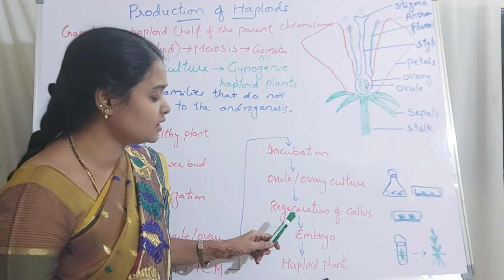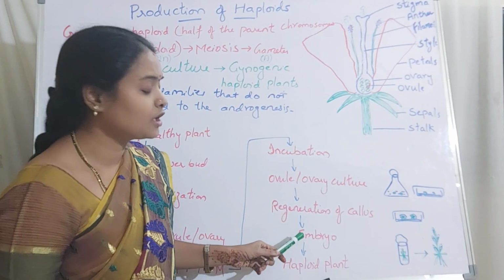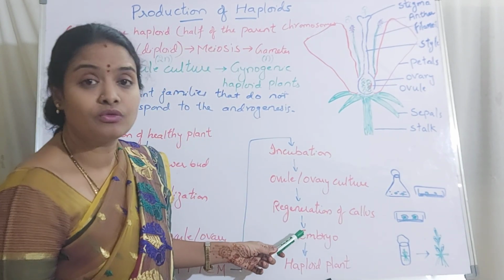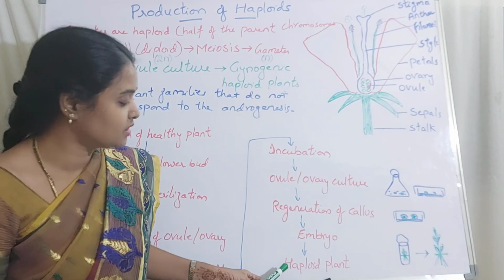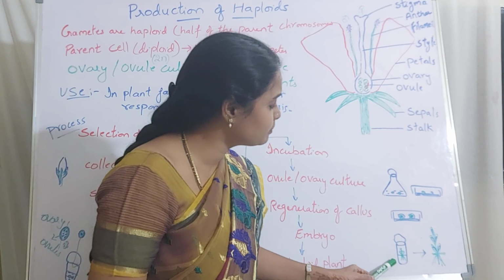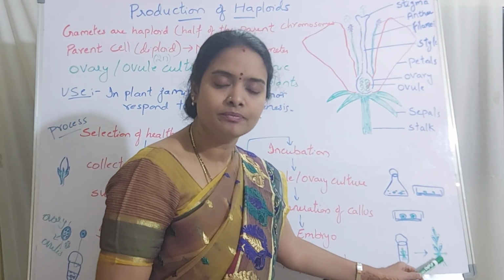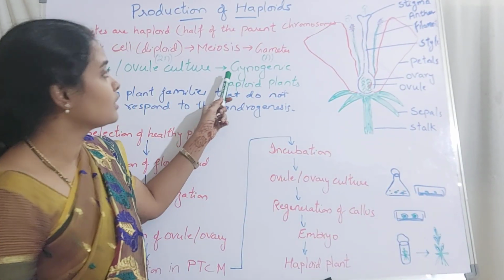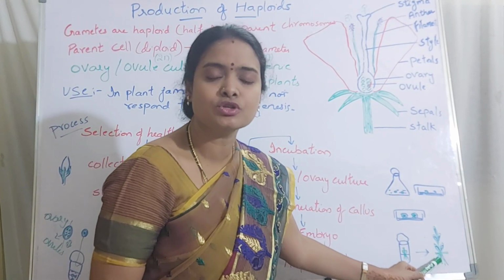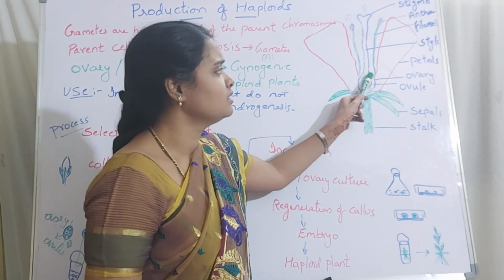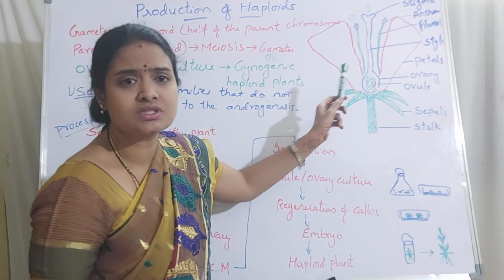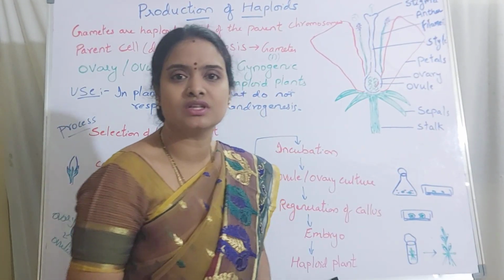So once you get the embryo, it can be globular shaped, heart shaped, or torpedo shaped. Now these embryos, when inoculated in plant tissue culture media, develop into haploid plants. So now these haploid plants can be transferred to the soil, and these are referred to as gynogenic haploid plants because they consist of only a single set of chromosomes which are inherited from the female parent. Only the female gametes, ovules, have inherited the chromosomes to these plantlets.